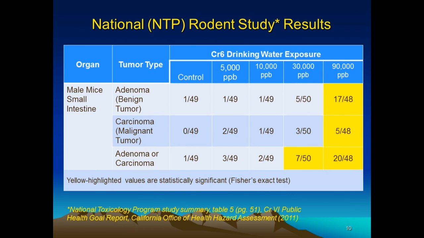So looking at the data, the 5,000, no statistically significant difference from the control. 10,000, no difference. But here at 30,000 and 90,000, these yellow cells showed there was a statistically significant effect as a result of consuming these levels, 30,000 and 90,000 parts per billion of chromium for their whole lives. So that was clear evidence that it was a carcinogen when ingested, and that's the data that is being used to justify the standard that's been proposed.